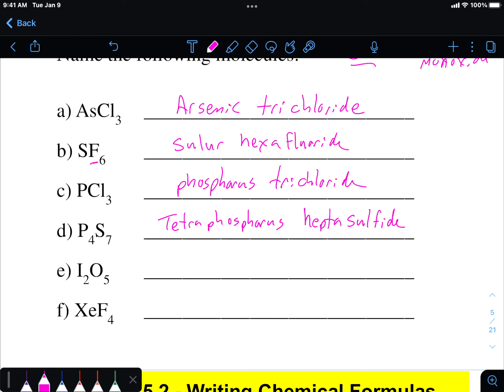What would the next one be? Julia, what do you think the next one would be? So you have iodine, and you have two of them. So diiodine, okay.